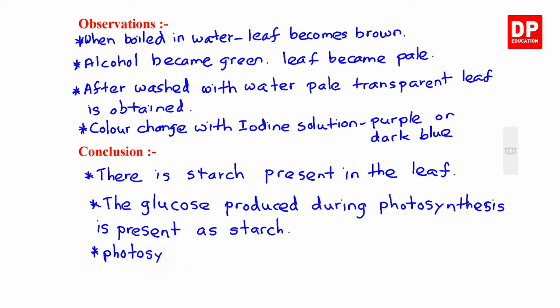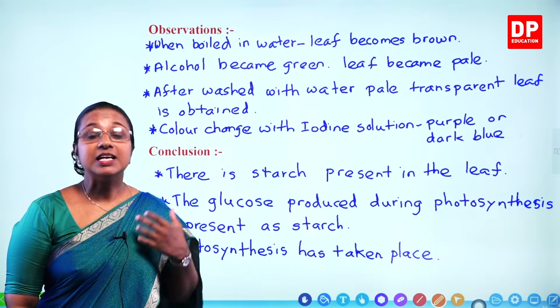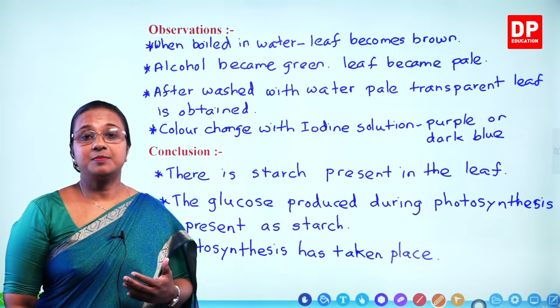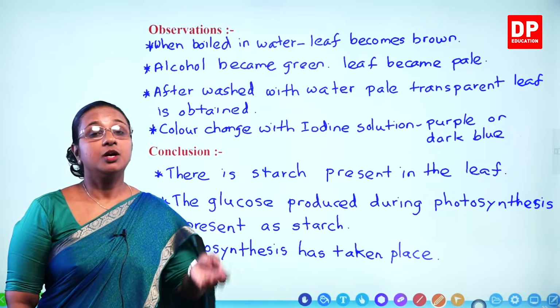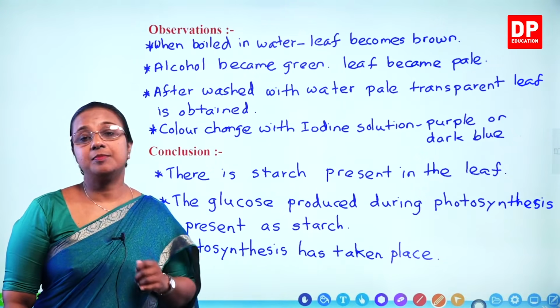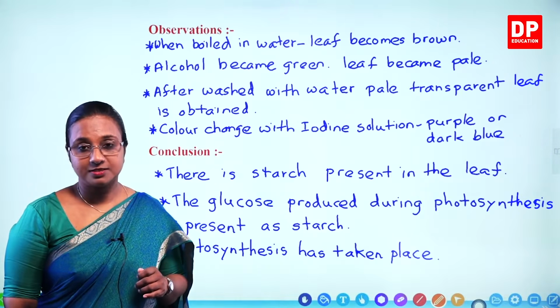Photosynthesis has taken place. So that is the first activity to test for the presence of starch, which is a temporary storage substance in leaves. Glucose is produced and temporarily stored as starch.